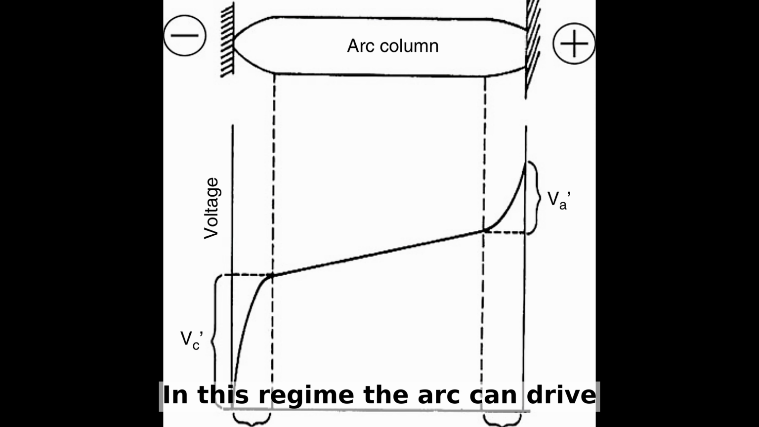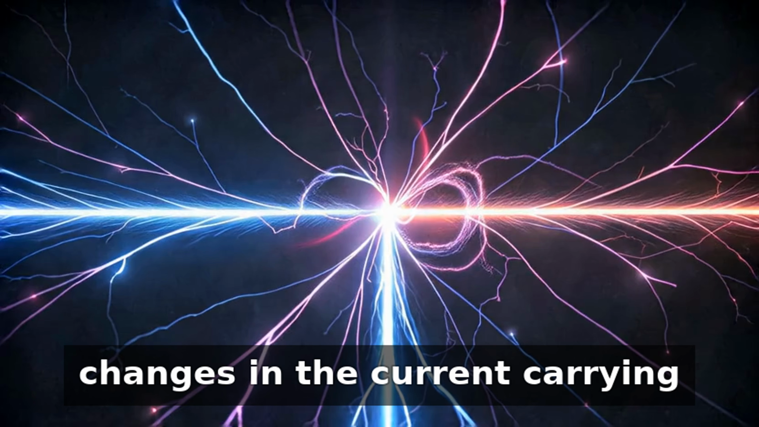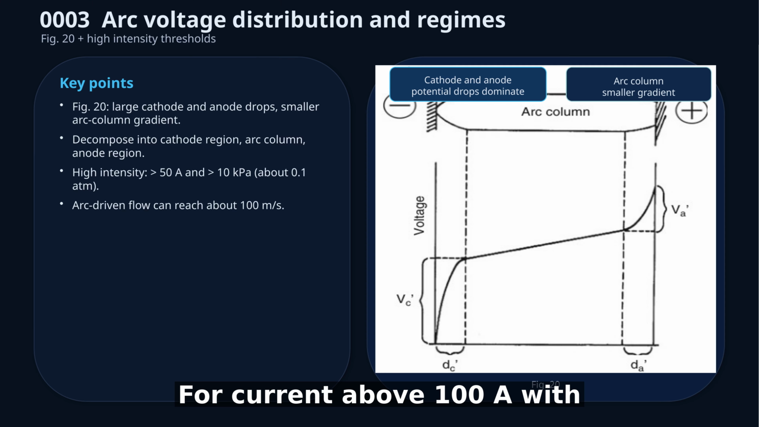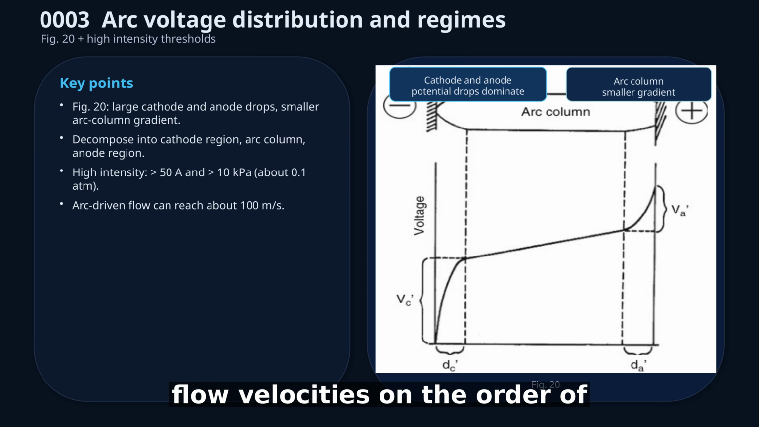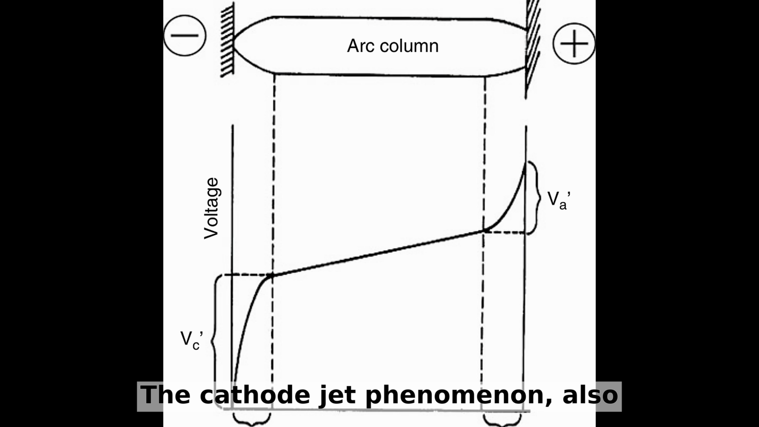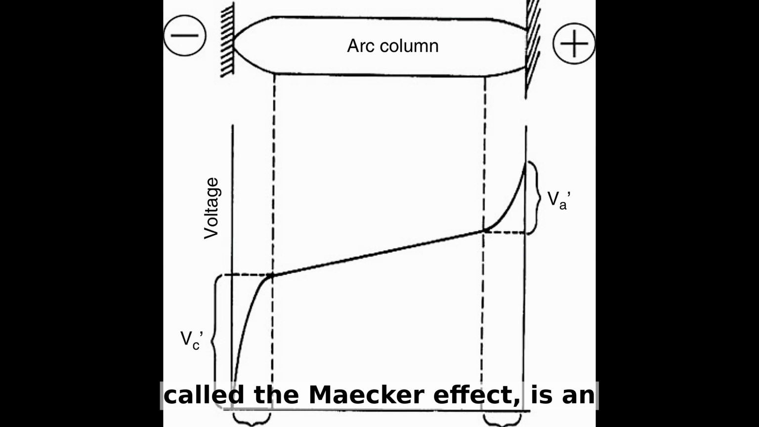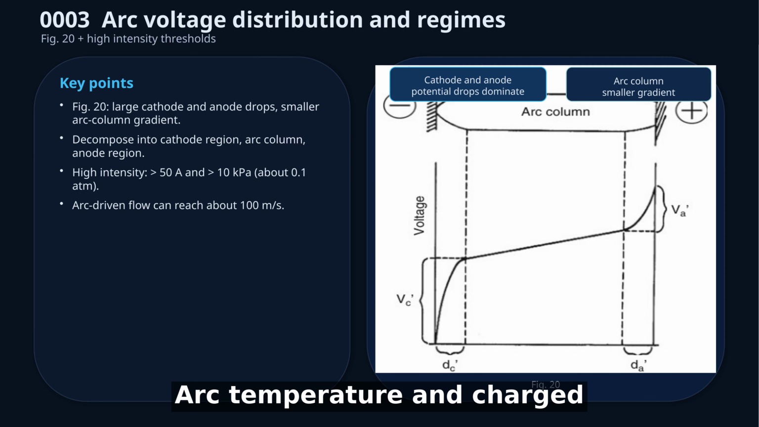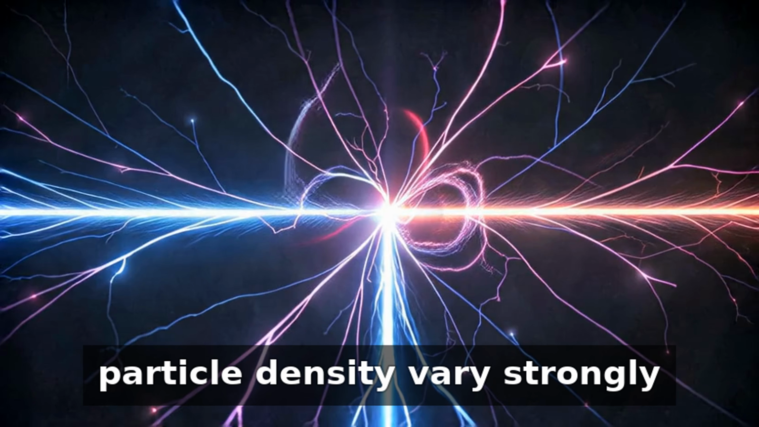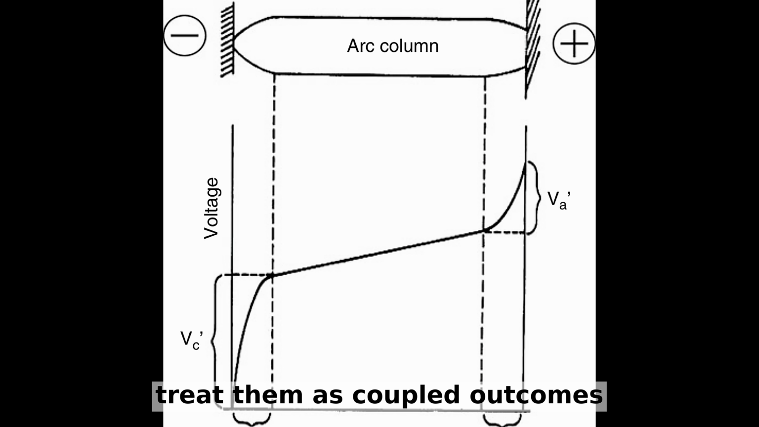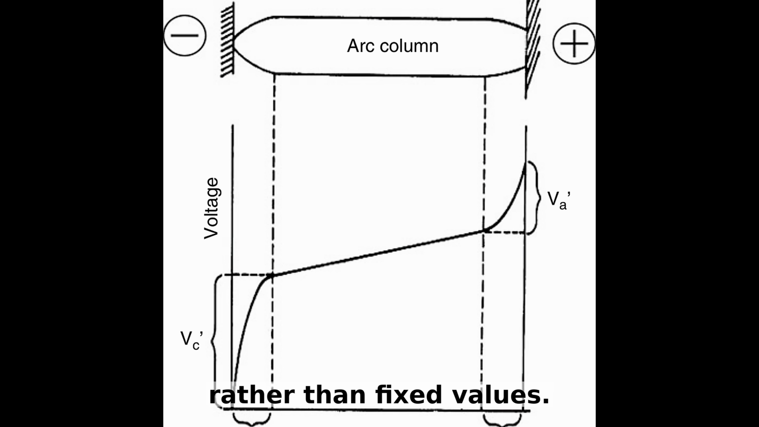In this regime, the arc can drive strong macroscopic flow, and changes in the current-carrying cross-section can act like a pumping mechanism. For current above 100 A with axial current density variation, flow velocities on the order of 100 meters per second are plausible. The cathode jet phenomenon, also called the Maecker effect, is an example of how momentum and heat can be injected into the column. Arc temperature and charged particle density vary strongly with arc parameters and geometry, so device design must treat them as coupled outcomes rather than fixed values.